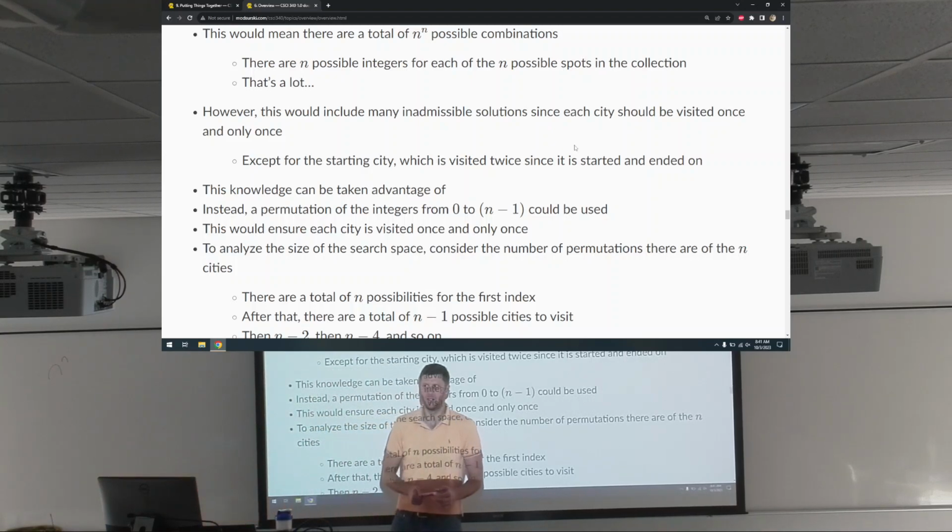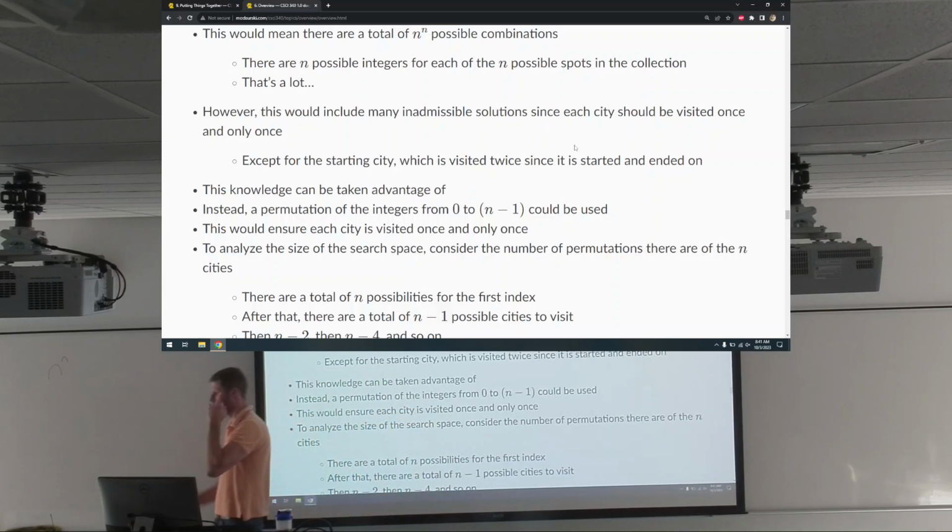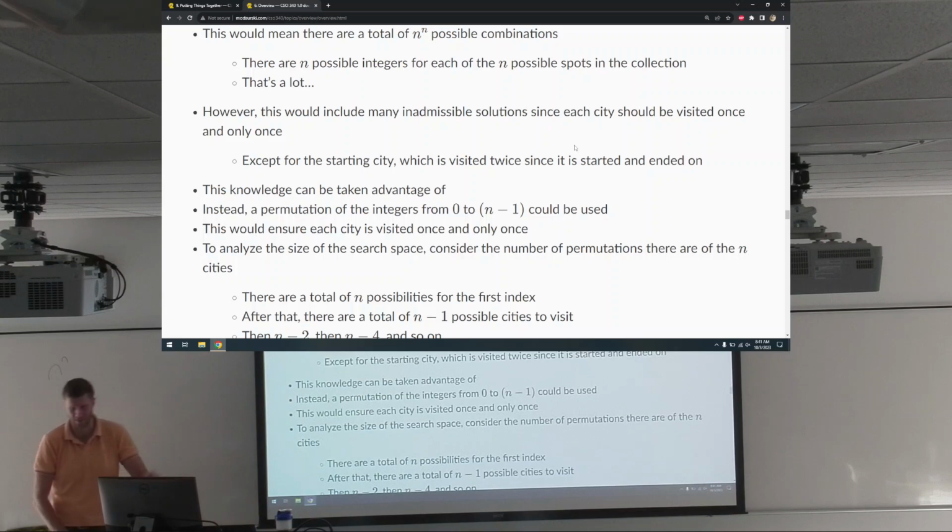So instead of every possible pick a number with replacement, now it's more about a permutation. What we really want is a permutation of the cities. Start with city 0, pick the permutation 0, 1, 2, 3, 4, 5, 6, 7, 8, 9, and n minus 1, and then shuffle it, shuffle it, shuffle it.